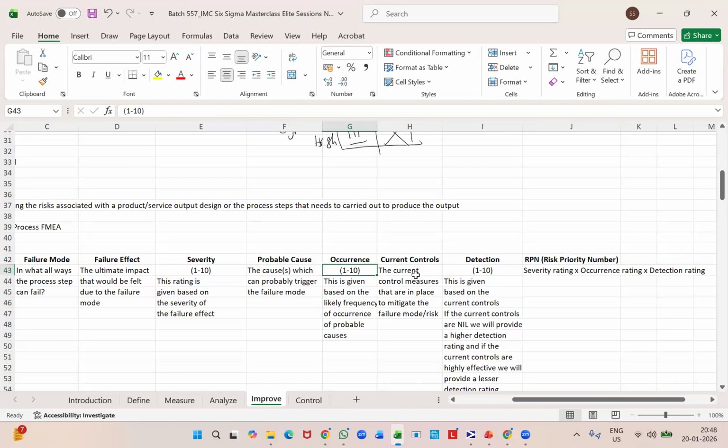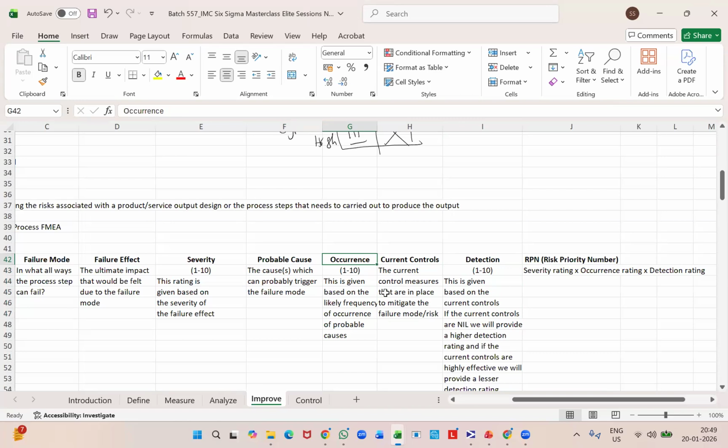If you have a solid current control, then I will have a lesser detection rating. And a solid current control would ensure that this probable cause doesn't occur that frequently, and we will have a lesser occurrence rating as well. So if you calculate the RPN, there is every possibility that the RPN may be less than 100. So 100 is the criterion for RPN.